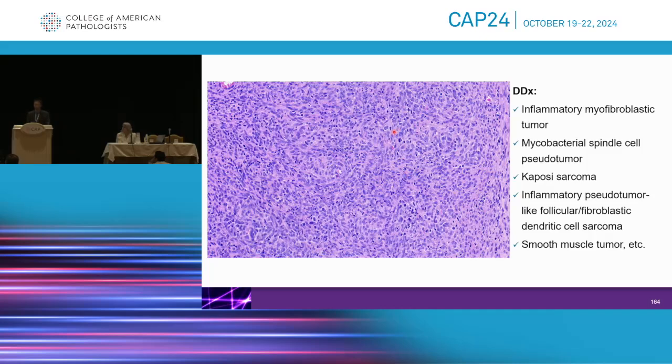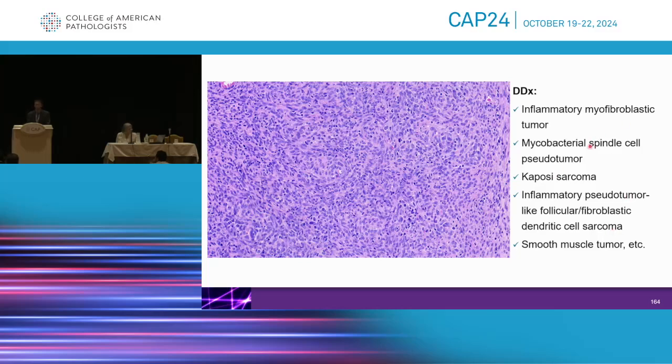Now, what's the differential diagnosis? We do see a mass lesion here. It's a lesion. We cannot let it go, right? The main differentials here, you can see maybe inflammatory myofibroblastic tumor. Since the patient has HIV, we know patients can have mycobacterial spindle cell pseudotumor, can be Kaposi sarcoma, can be inflammatory pseudotumor, also called follicular dendritic cell sarcoma, and also can be other smooth muscle tumors, right?